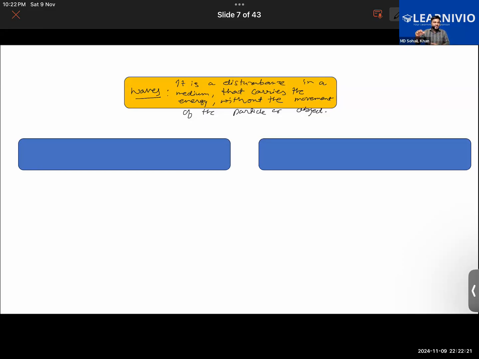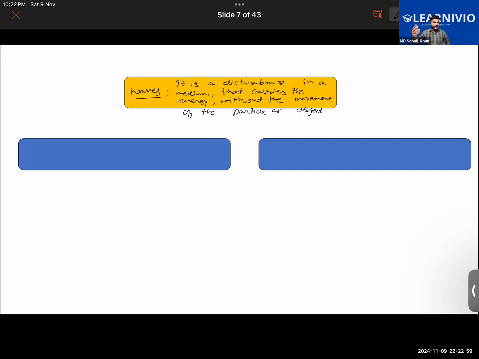The medium will be disturbed, but that does not mean that the particle or the source of that energy also travels from one place to another. Suppose, for example, light is the energy. It's a form of energy, right? Let's take the example of sunlight. The source of sunlight is the sun, obviously, and sunlight is a form of energy that travels in the form of waves. So is the sun traveling to the earth, or is the sunlight traveling in the form of waves by creating some disturbance in the medium?